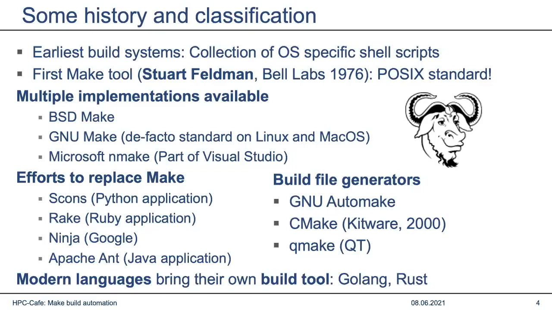For implementations that are available, there is BSD Make. This is probably quite close to the POSIX standard. And then there is GNU Make. And as always with GNU tools, this is not compatible. So GNU Make has a lot of extensions, useful extensions. And nowadays, when you talk about Make, what you actually mean is GNU Make. And this is the standard Make on Linux as well as on Mac OS.